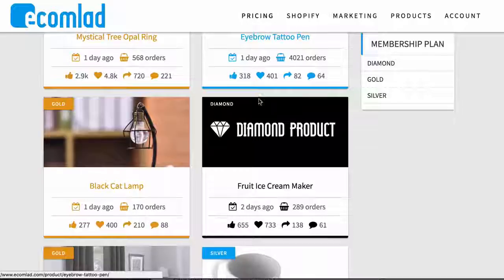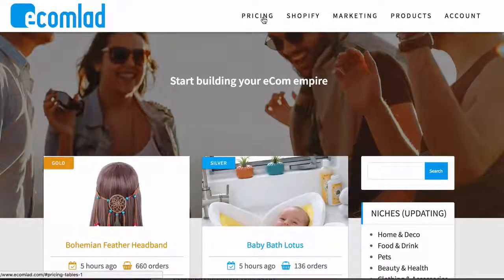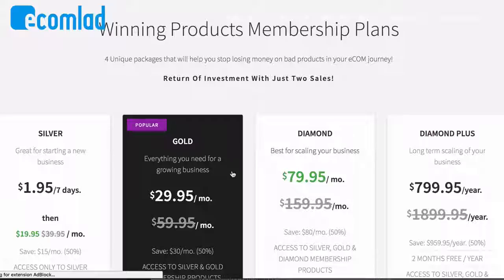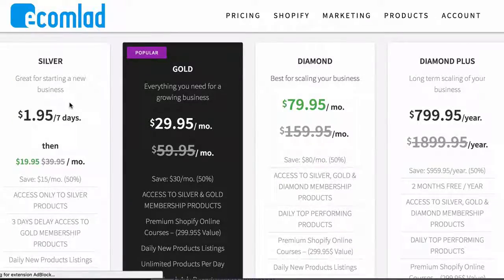But let's actually go into pricing here, just so you guys can see how much it's going to be for you. So they have a silver package. Like I said, the silver package is something that you're gonna get less products, obviously. So it's $1.95 for the first 7 days, and then $19.95 per month, which is not bad at all. And then the gold plan is $29.95 per month, which is not bad at all as well, because again, you're gonna find products that you may not have found.